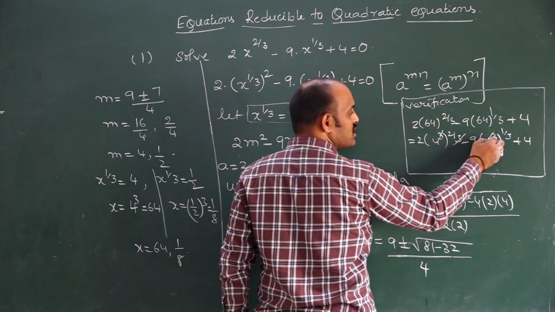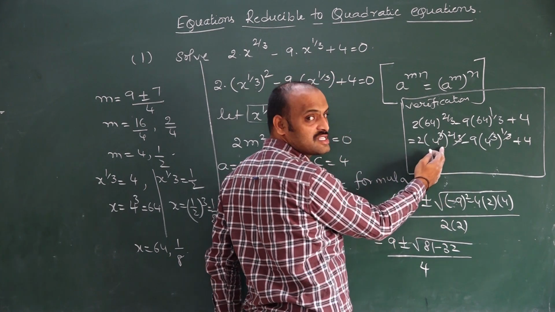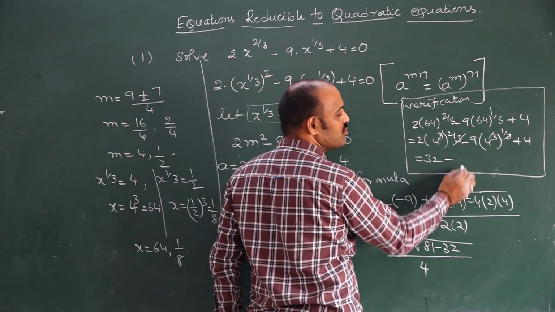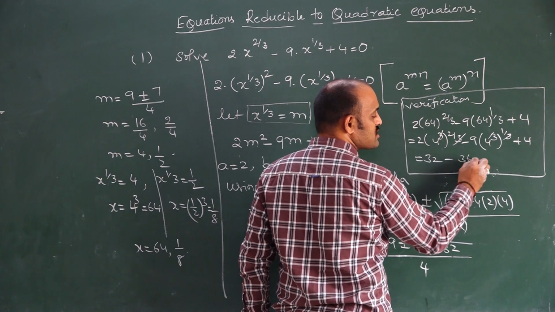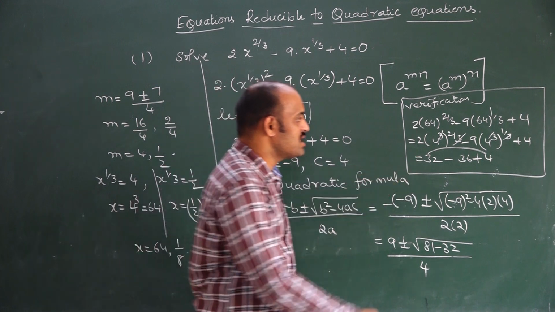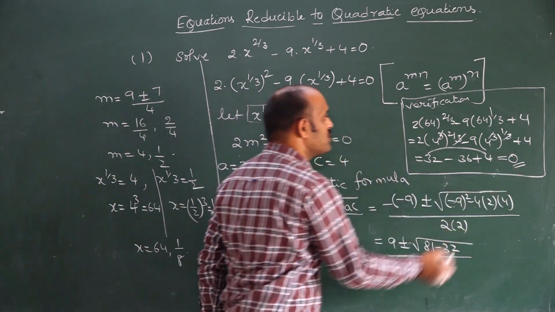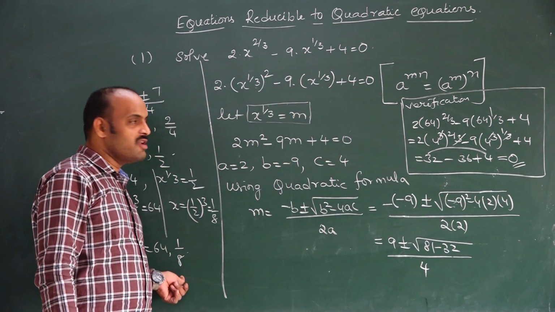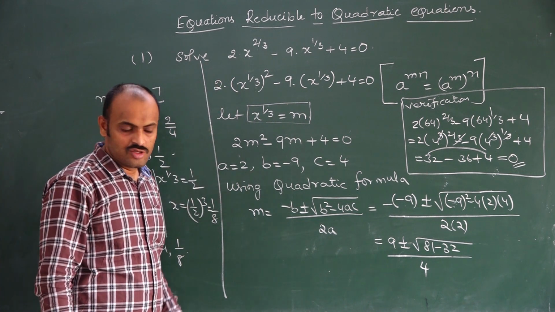3 gets cancelled, 3 gets cancelled. 4 square 16, 16 2s are 32, minus 9 4s are 36, plus 4. 32 plus 4, 36. 36 minus 36, 0. Therefore, what we have done is correct. The same way you can check 1 by 8 also. Hope you understand.